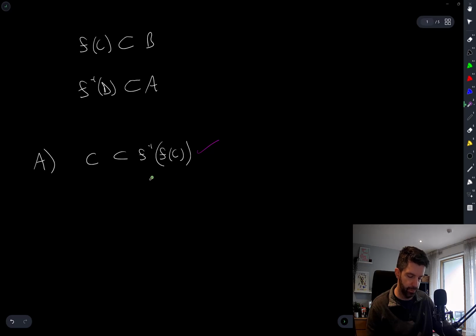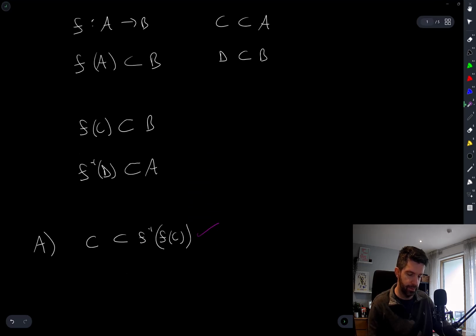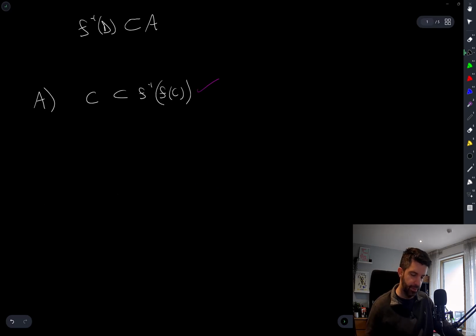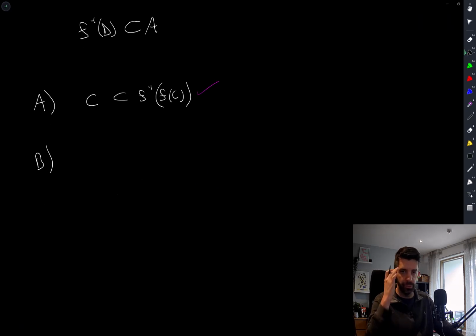So what is this set? This is the set of things in the codomain B which are mapped to by some element of C. Now there could be things in that set which are mapped to by elements outside of C, if the function is not injective. But certainly, if x is an element of C, then it gets mapped to something that the set C gets mapped to. So pretty sure that's the answer. What I'm going to do is go through the other options and try and give reasons why they are not true.